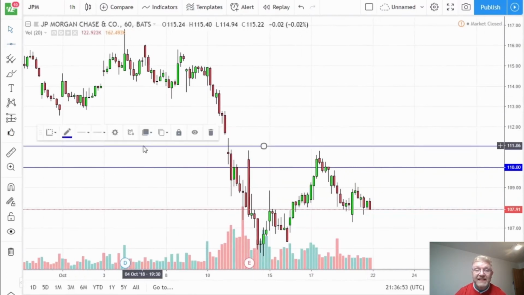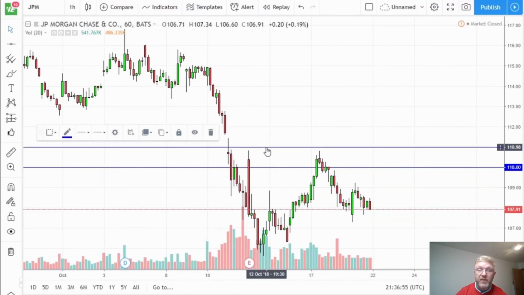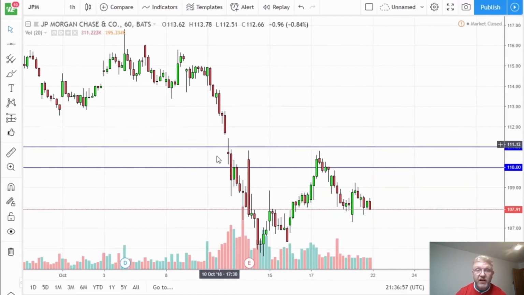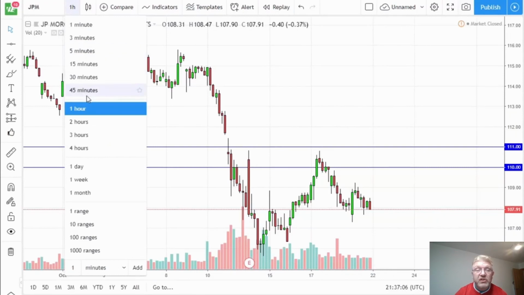When I look at this, it seems that there's about a $1 area as you zoom in on these lower time frames that just seems to be a zone of resistance. So the shorting made sense. And at this point, you're a couple of bucks to the good.